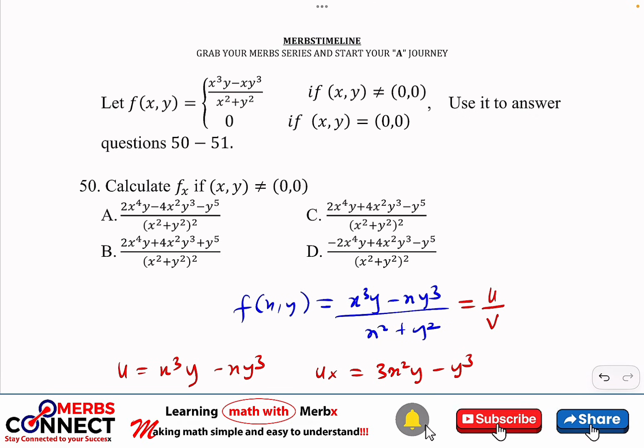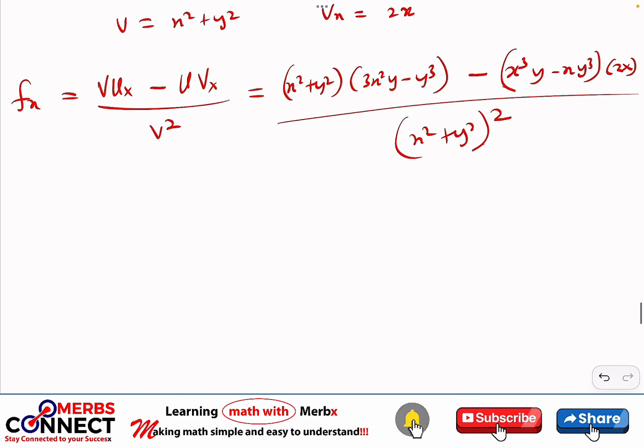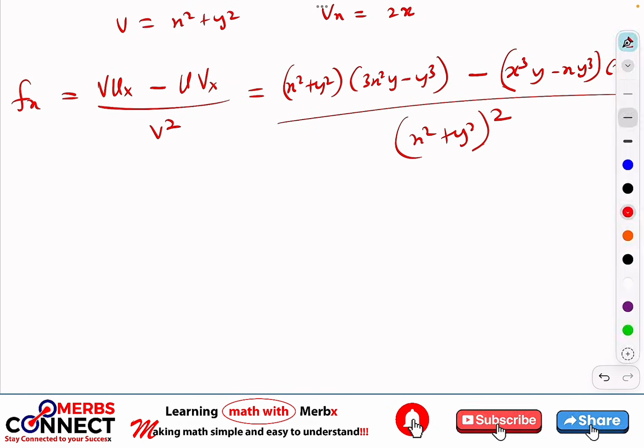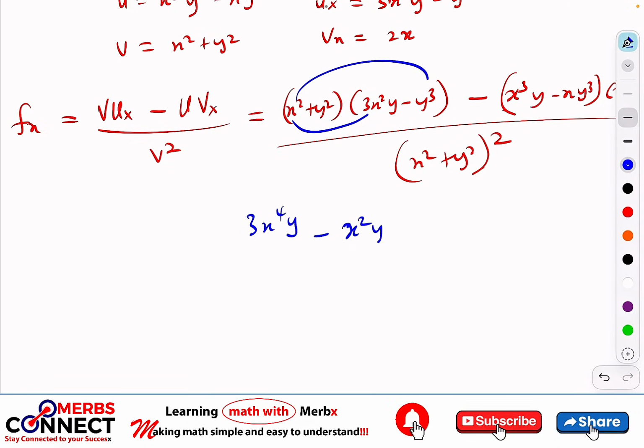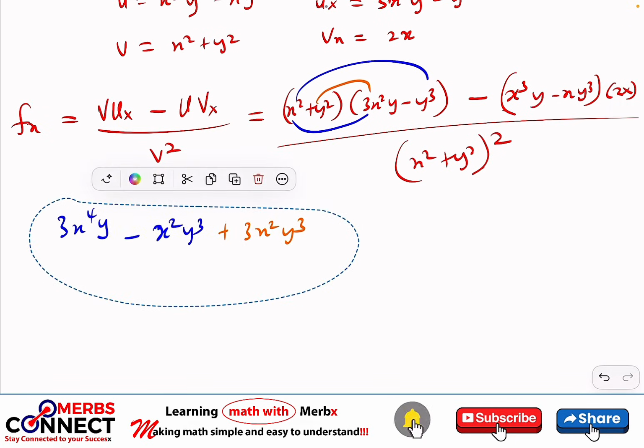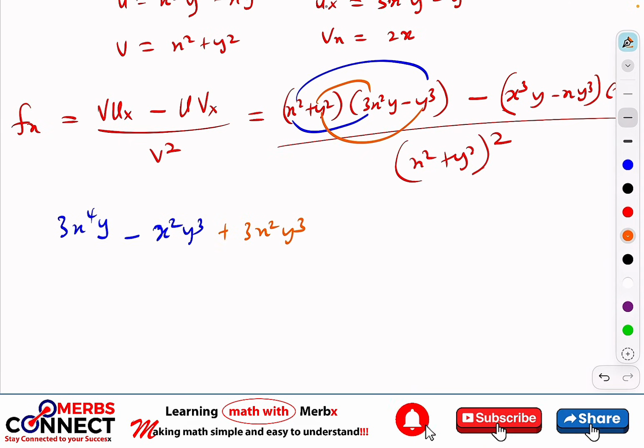Okay, so let's simplify the top. This is crazy, so let's pick the top alone and just simplify. Multiply this by this and we have 3x to the power 4 y, and this by this to have minus x squared y cubed. Now multiply this by this to have plus 3x squared y to the power 3. Then multiply this one by this to have minus y to the power 6. Is that right? Yes, of course.